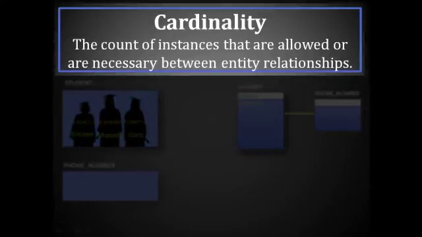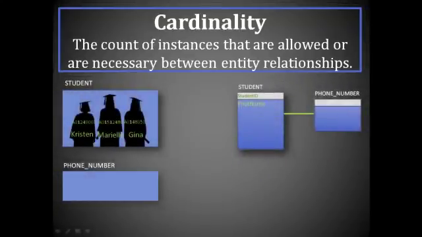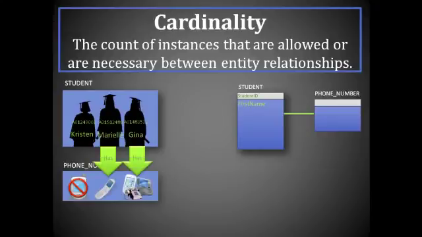Cardinality is the count of instances that are allowed or are necessary between entity relationships. Okay, that one is a little hard to grasp. Let me simplify then. Remember how entities will be tables, and an instance of the entity is a row in the table? Cardinality just tells us how many rows we need from one table before we can link it to another table. So let's go back to our student phone number relationship. A student can have 0, 1, or multiple phone numbers, right? But each phone number must belong to a student. Yeah, I can see why you wouldn't want to have a phone number in the database unless it belongs to a student.